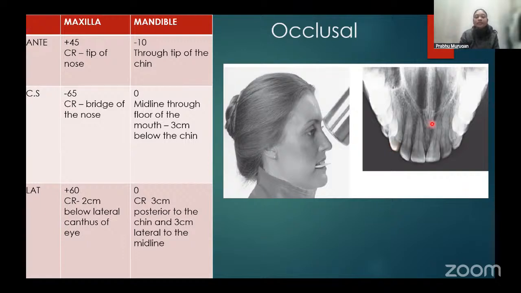Okay. Next is the cross-sectional maxillary. The angulation is plus 65. It's not minus 65, it is plus 65. And the central beam is going to pass through the bridge of the nose. Look at the difference. Okay. The anterior is going to pass through the tip of the nose and the cross-sectional is going to pass through the bridge of the nose.